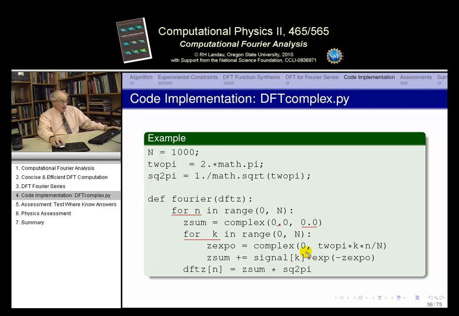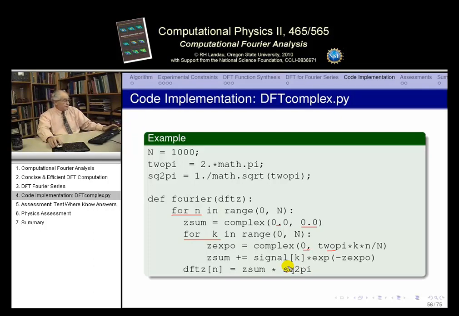And we have z, which is just 0, 2 pi kn over capital N. That's just z. And then we're adding it to the sum, plus equal, just add to it, times the signal times that function, and that's it. Okay? And then when we're done, we just normalize it with the square root of 2 pi. So it's just exactly what we said. It's just 2 finite sums. You evaluate it, and you're done.